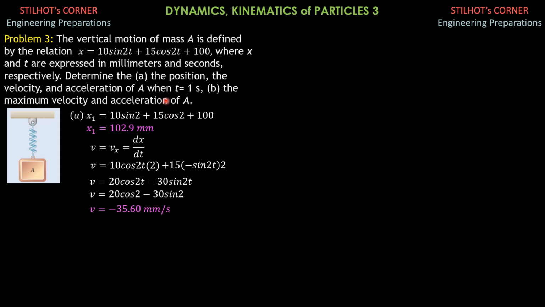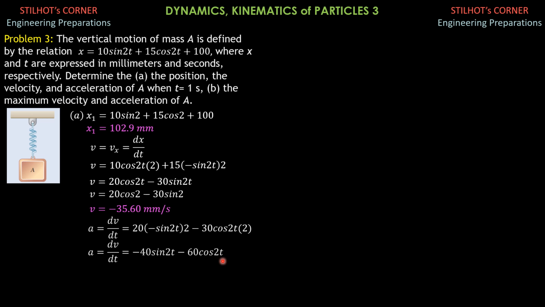the acceleration of A. So let's develop an expression for acceleration, which is the derivative of the velocity with respect to time. So acceleration equals dv dt, and it is equal to 20 times negative sine of 2t times 2 minus 30 times cosine of 2t times 2. Simplifying, acceleration, which is the derivative of velocity with respect to time, equals negative 40 sine 2t minus 60 cosine 2t.